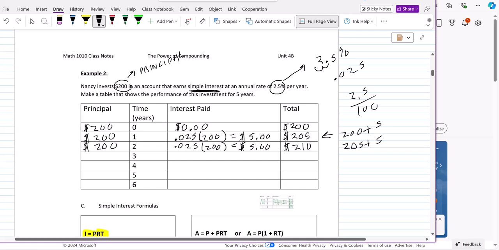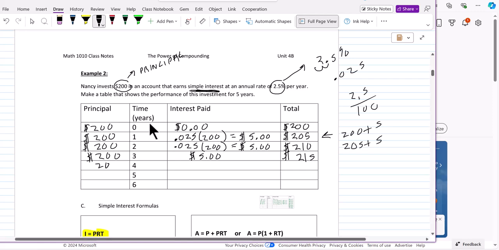Now, we don't have to keep doing that same calculation over and over again. What I'm trying to show you is you're just going to keep getting $5 interest over and over again. So if you go to the next level, that principal remains the same. You're still going to have $5 of interest. Now, how much money do you have? 210 goes up to what? 215, good.